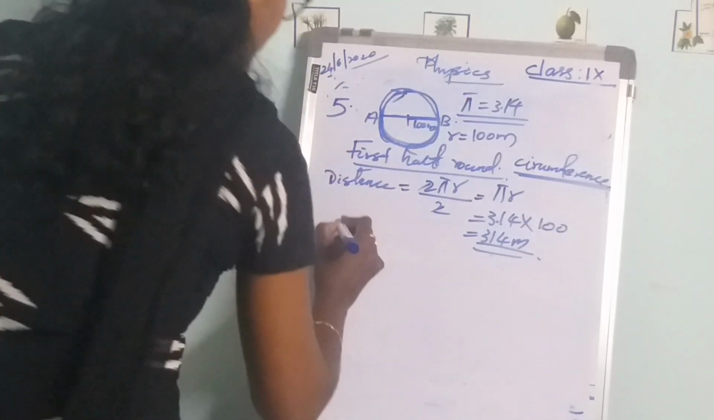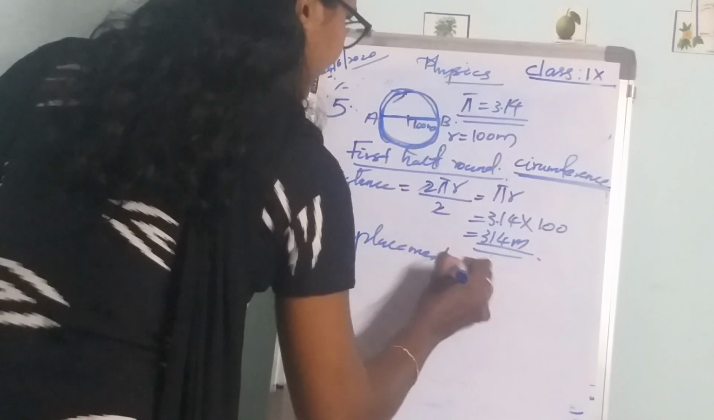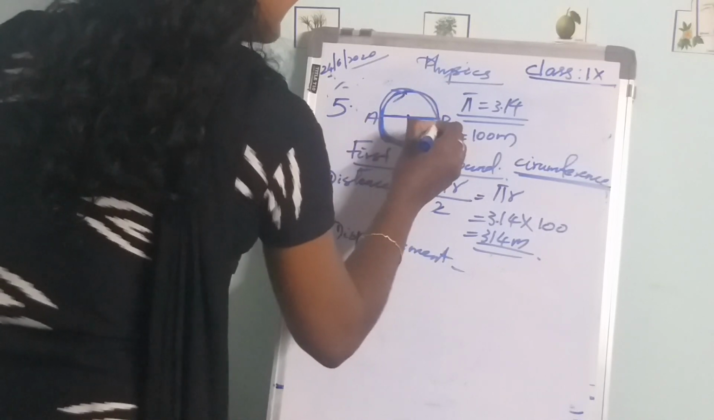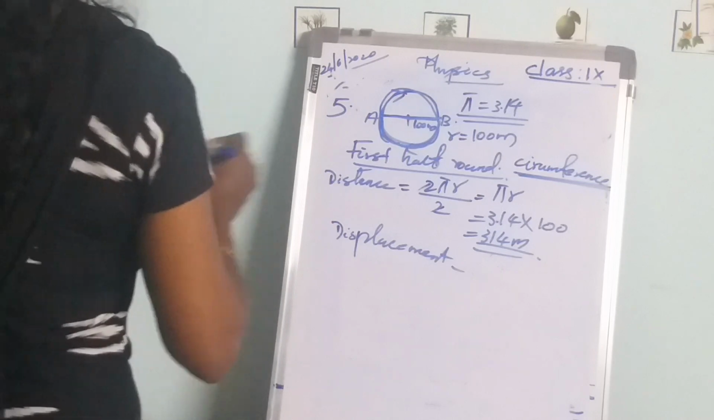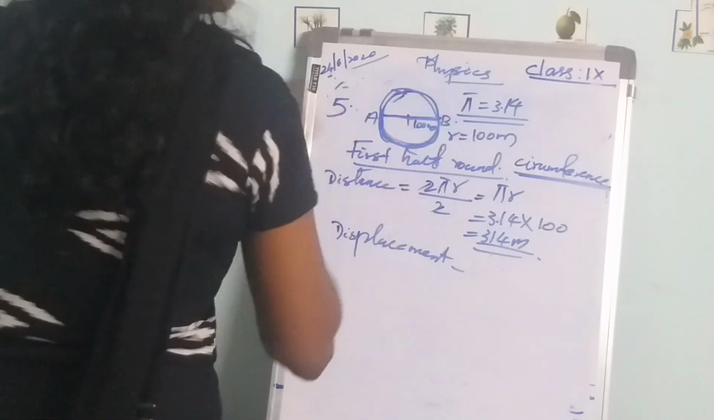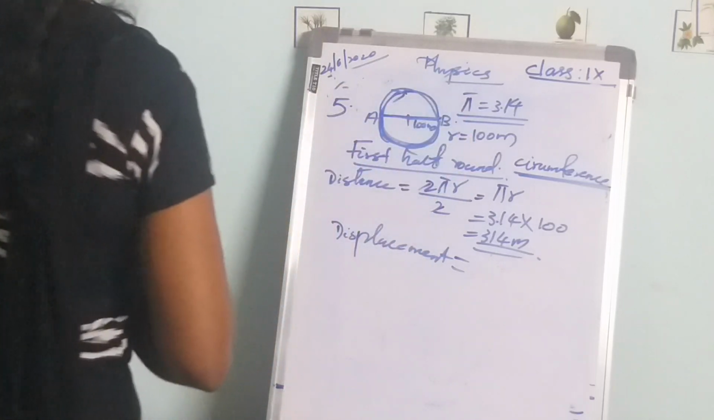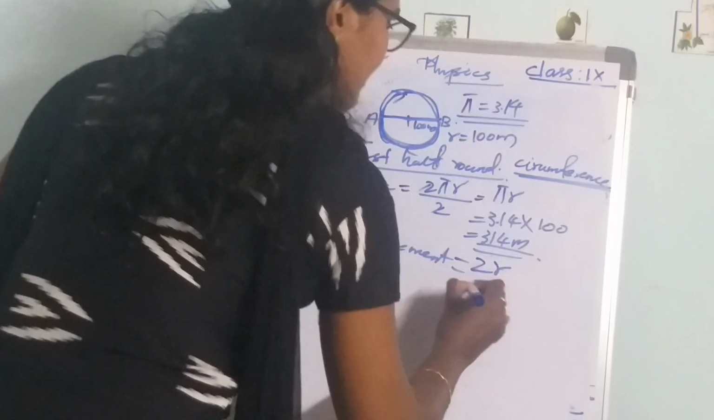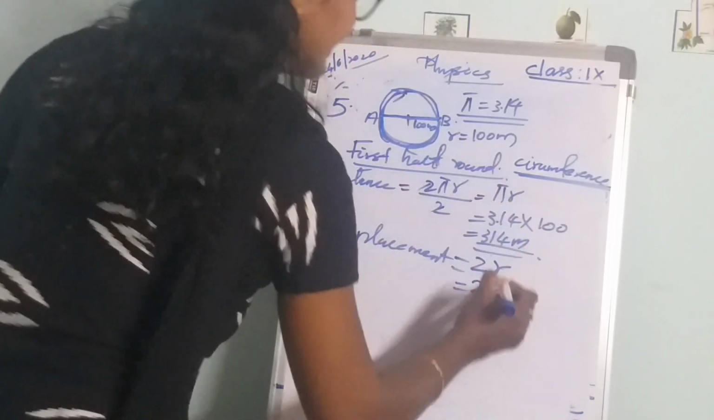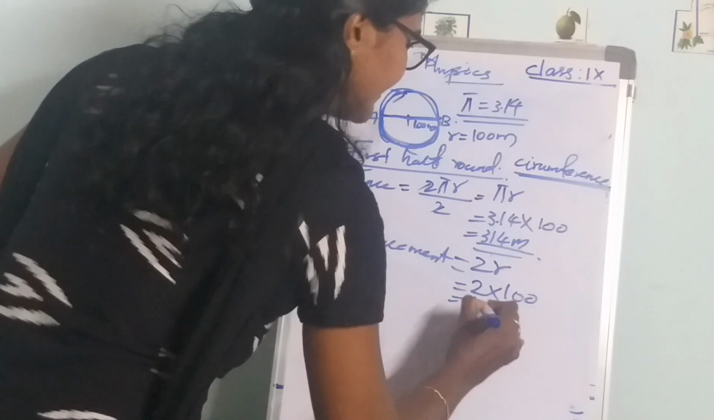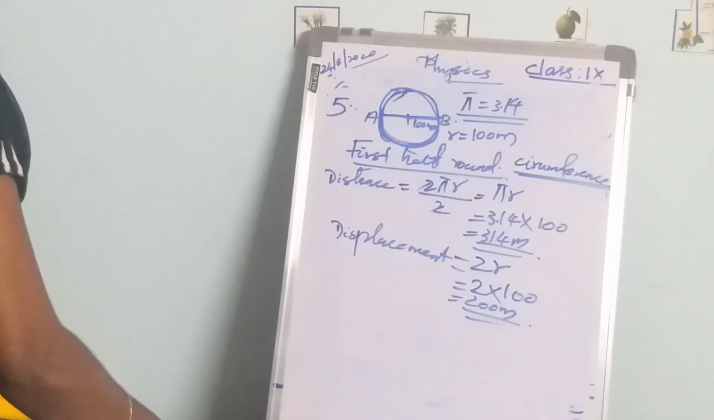Then what about the displacement? This is the initial position and this is the final position. AB represents the shortest distance between the points A and B, which is the displacement. AB is the diameter of the circle, that is 2 into r. R is given as 100, so it is 200 meter. That is the displacement.